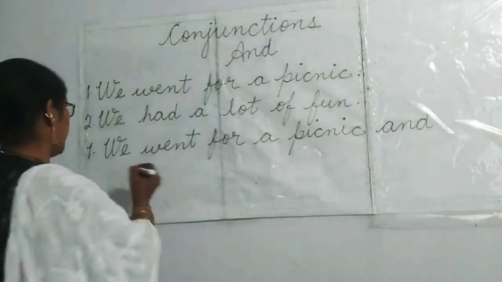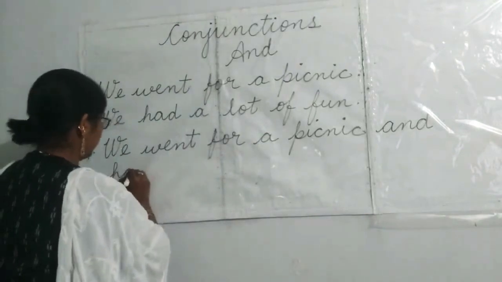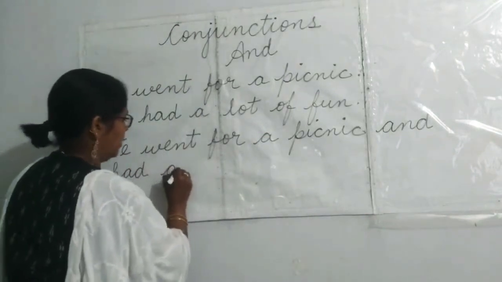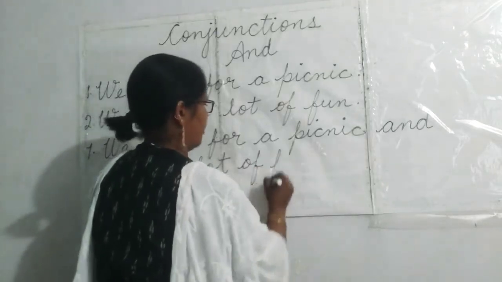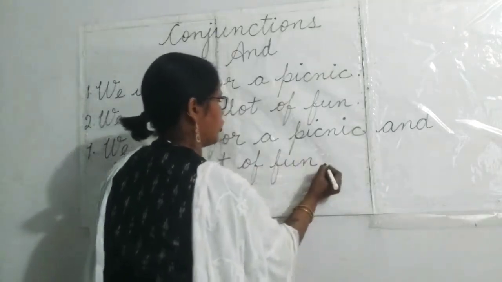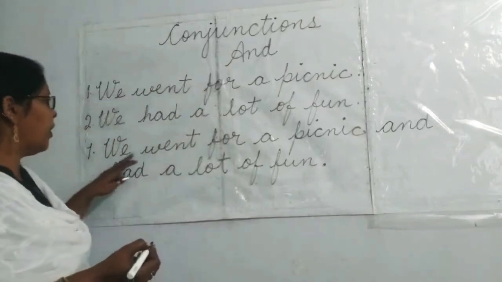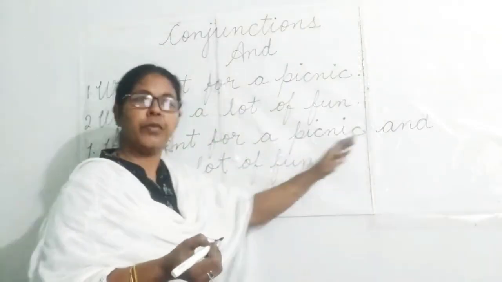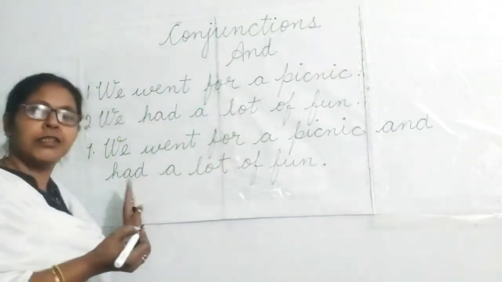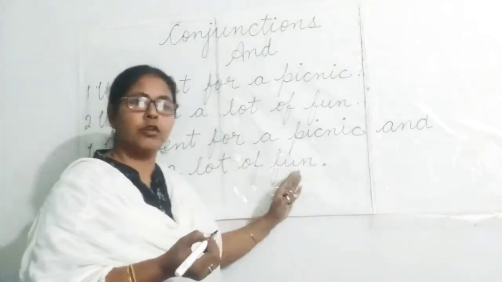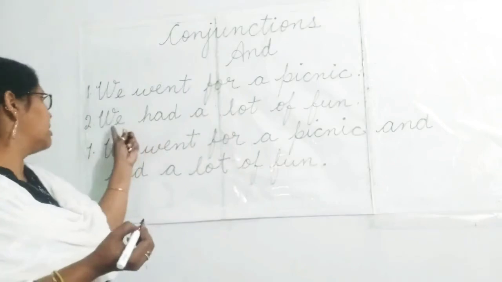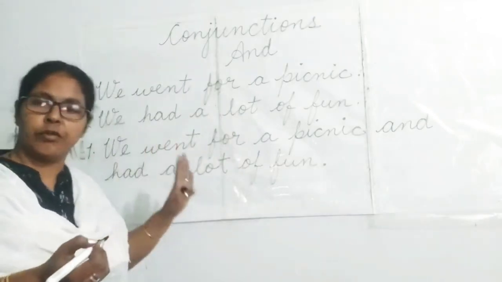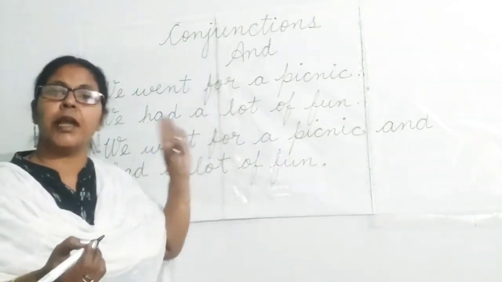So we start from here, had a lot of fun, full stop. So here we went for a picnic and had a lot of fun. So if you can see here, in the second sentence, we don't have to write we a second time.